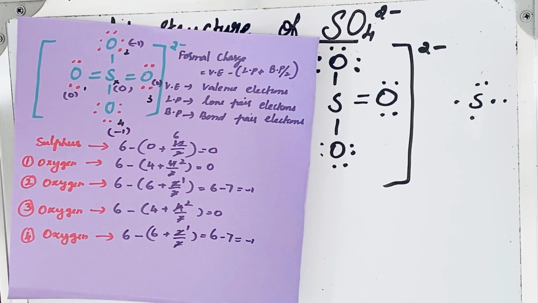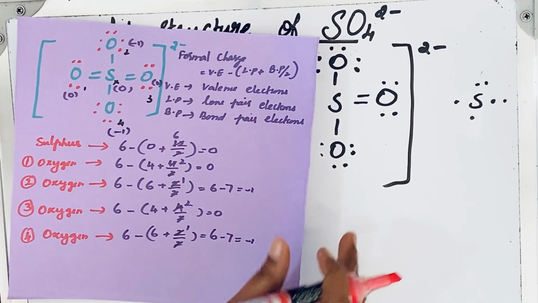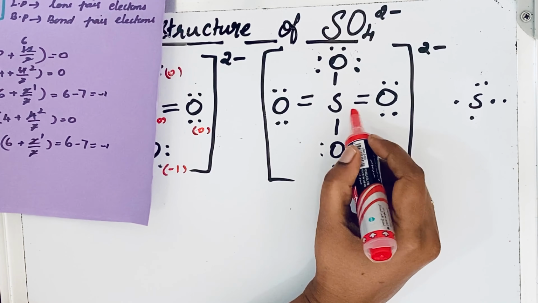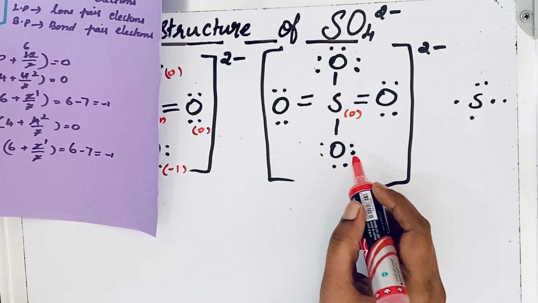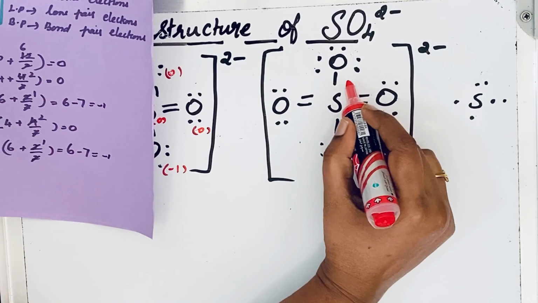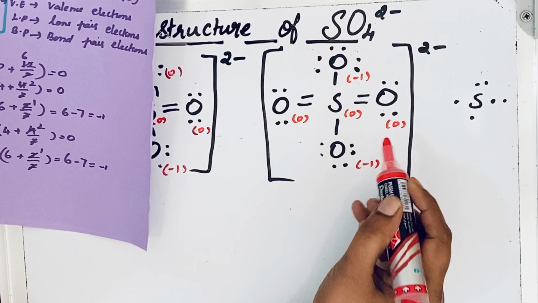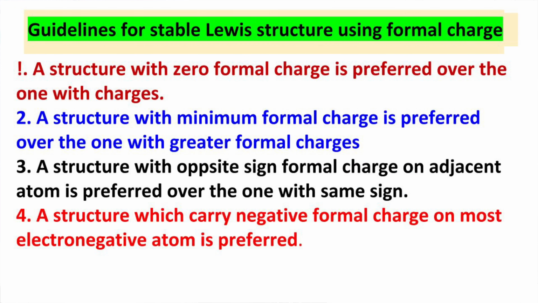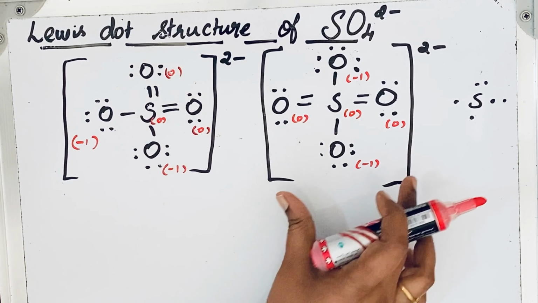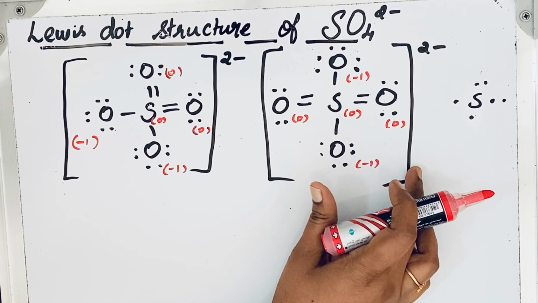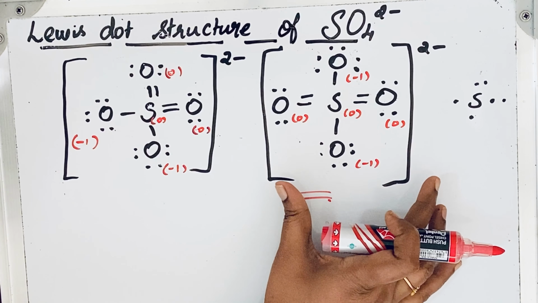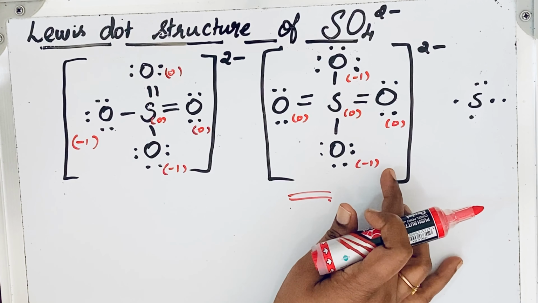So let us write that this formal charge in this Lewis structure. So sulfur formal charge is 0. Then here minus 1. Then here also minus 1. For this terminal oxygen 0, 0. But according to guidelines, negative formal charge on opposite atom is highly preferable. So compared to this, this Lewis structure is the best Lewis structure. So this is the best Lewis dot structure of SO4 2- sulfate ion.